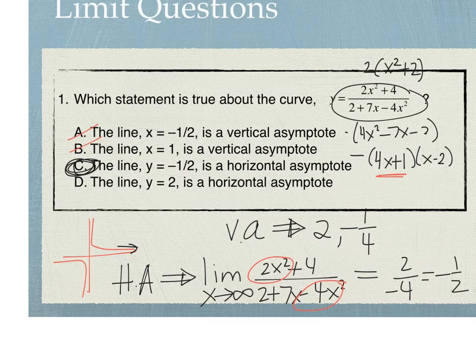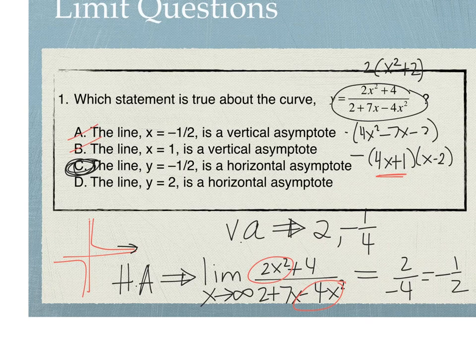Okay, that's how you should do it. If the degree was bigger on top, what would that mean? It would be infinity, and if it was bigger on the bottom? 0. So this is a fairly typical question.